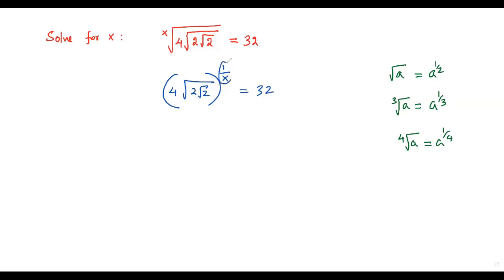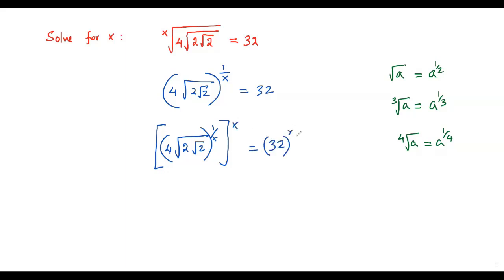To multiply this exponent by x, I have to raise both sides to the power of x. So now I am going to raise both sides to the power of x. On the left, we have 4 times square root of 2 times square root of 2 to the power 1/x, whole to the power x. On the right side, I also raise 32 to the power of x.